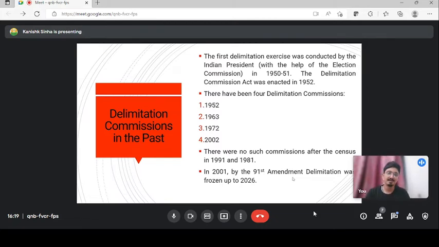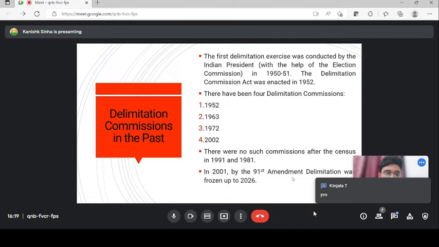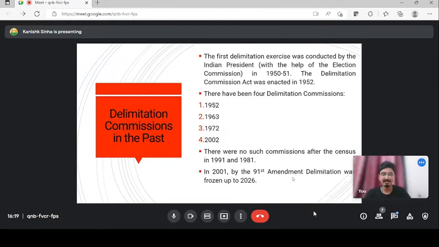With this slide, the first delimitation, the fourth delimitation commission, when no commission was scheduled, and then it has been frozen till 2026 by the 91st Amendment Act. Okay, next slide.